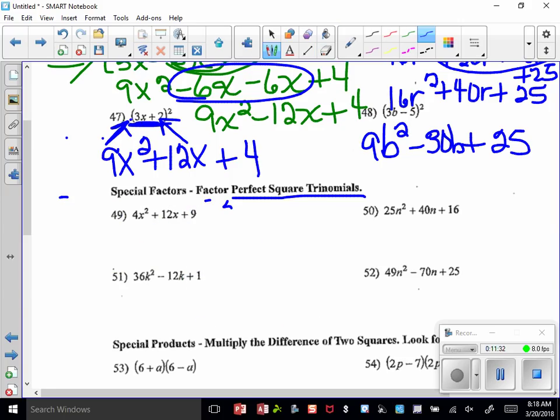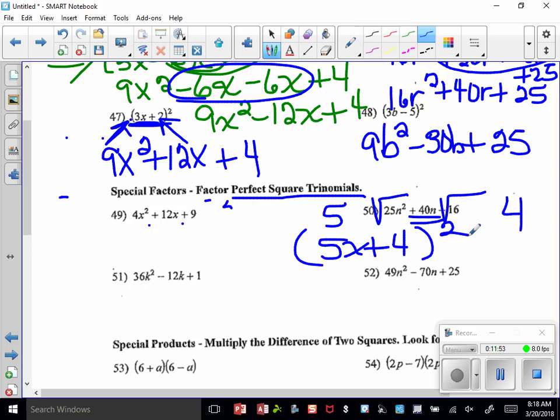So here's our test. What's the square root of 25? What's the square root of 16? 4. 5 times 4 is 20. Double that, do you get the middle term? Yes. So that's how you test to see if it's a special case. If that's the case and you have all plus signs, then everything will be a plus sign, and now you have just factored that out.